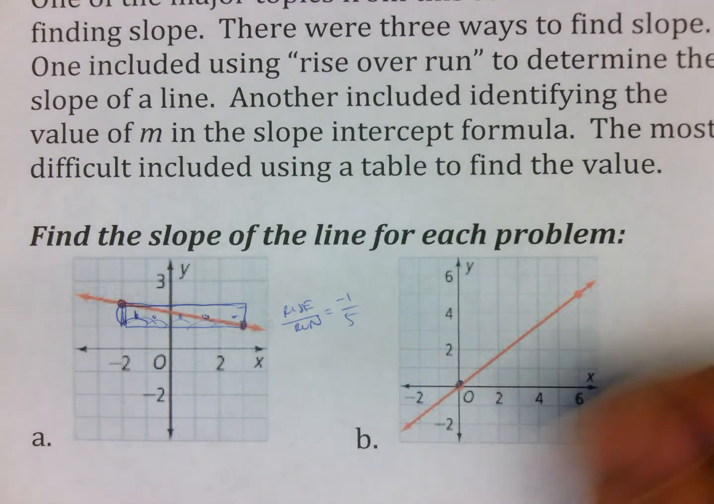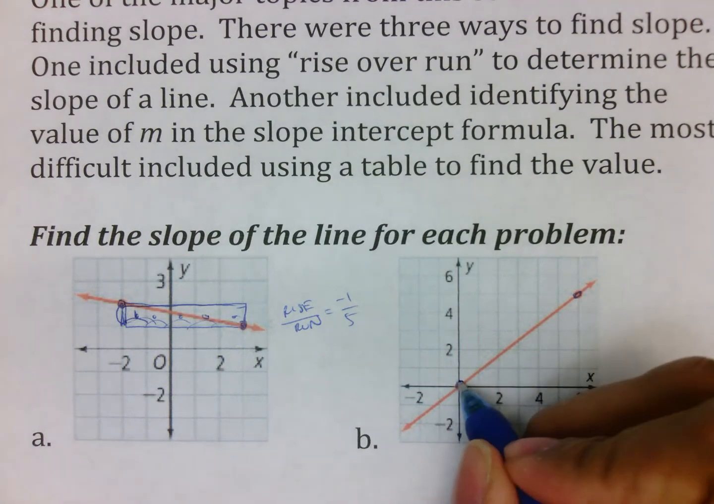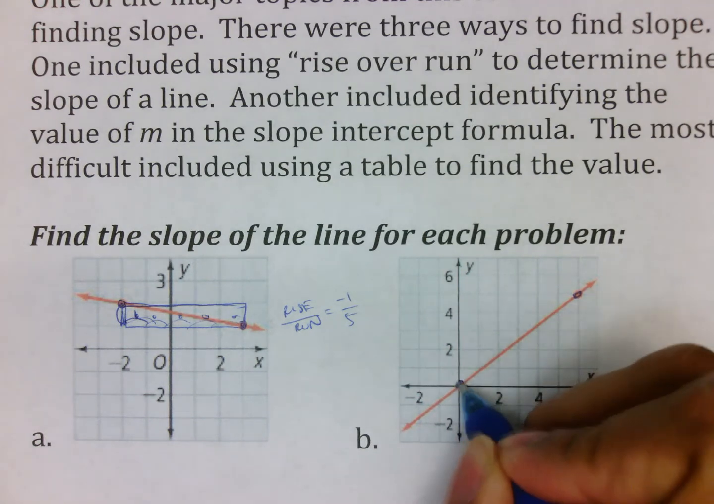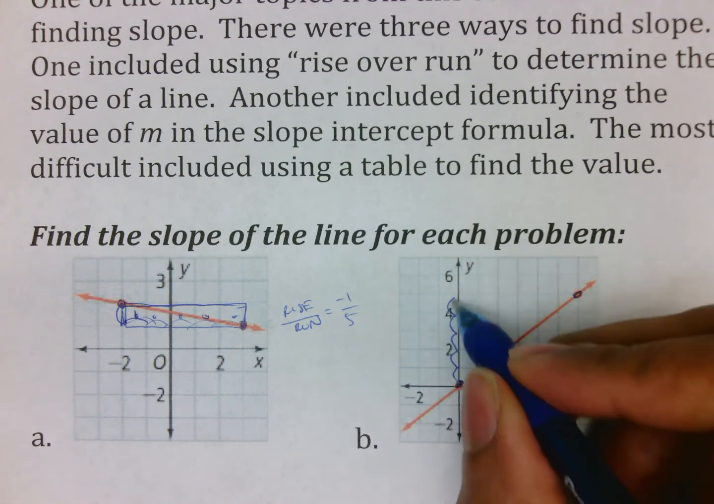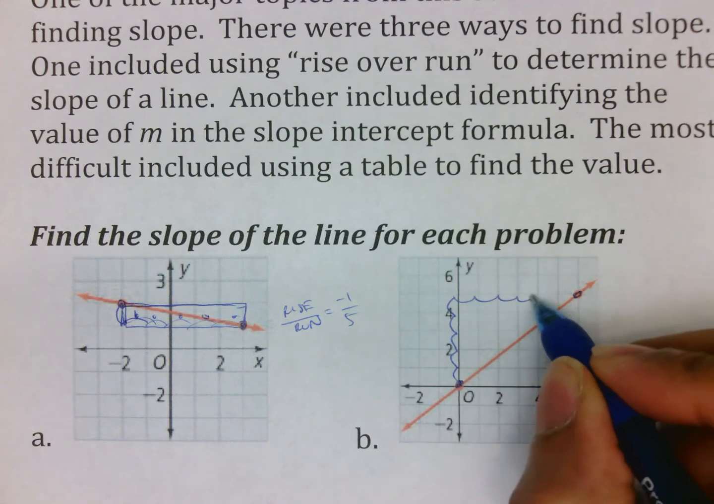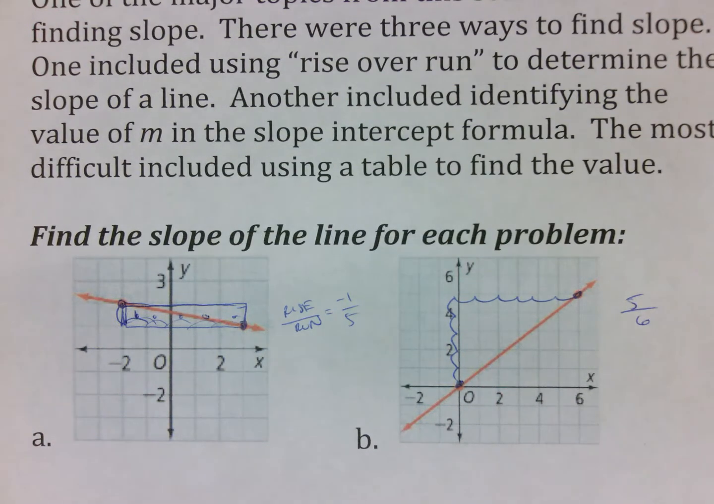The second question here, again, looking at the 2 dots that they give us, we are always trained to start from the leftmost point. Again, count our way up, so it's 1, 2, 3, 4, 5, and then over 1, 2, 3, 4, 5, 6, which means that our slope for that line was 5/6.